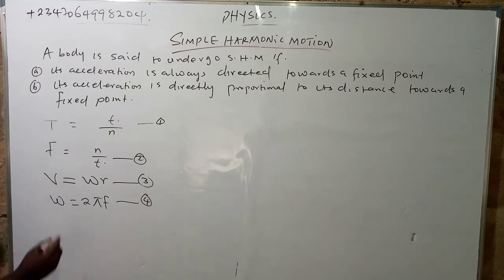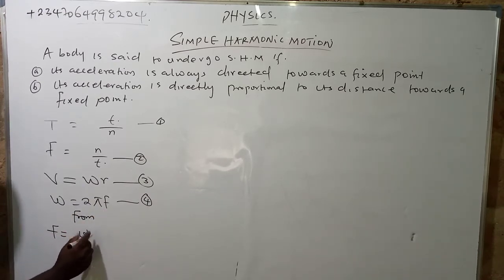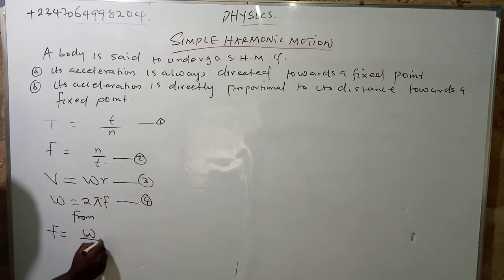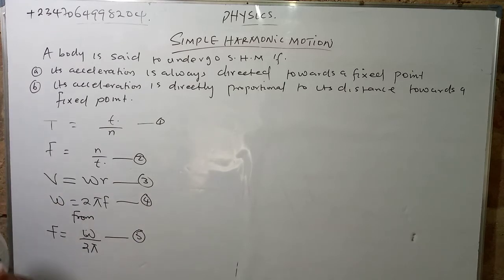Now from equation 4, I want to make f the subject of the formula. So your frequency is W over 2 pi, and that is equation 5. Please calm down. If you don't know this formula, you can't solve anything under simple harmonic motion. We have up to like 20 formulas I'm going to drop. So these are the introductions. So calm down and be writing it down in your notebook. So this is equation 5.